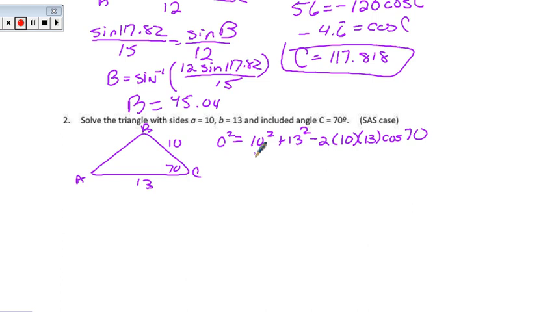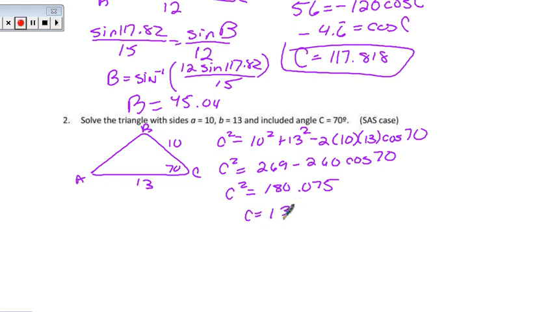Because all the numbers are filled out here on the right side, you can just put this into the calculator in one big swoop if you want, or you could do it in pieces. We're going to get 269 minus 260 times the cosine of 70. That gets me C squared is equal to 180.075, and then taking the square root, I find side C to be about 13.42.